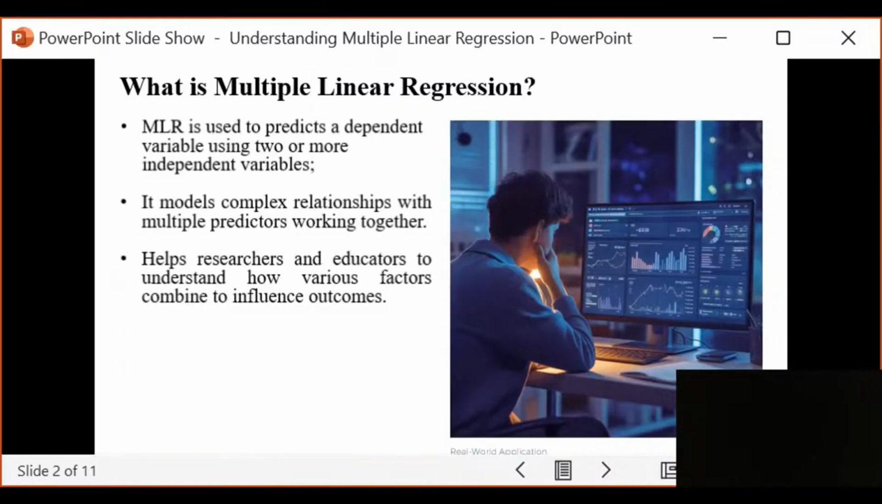For example, in educational research, a student's performance might depend not only on study hours, but also on attendance and stress levels. MLR helps us quantify how each of these factors contributes while controlling for the others. Ultimately, MLR helps researchers and educators move beyond simple cause and effect thinking and toward understanding how multiple variables combine to shape outcomes.